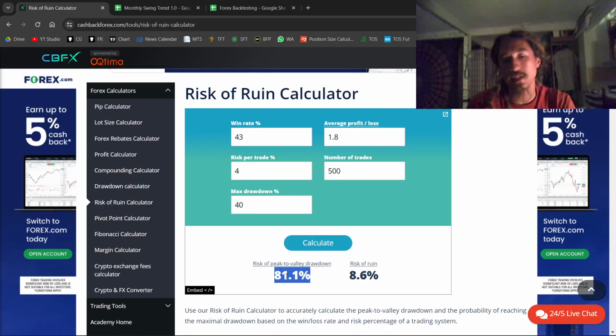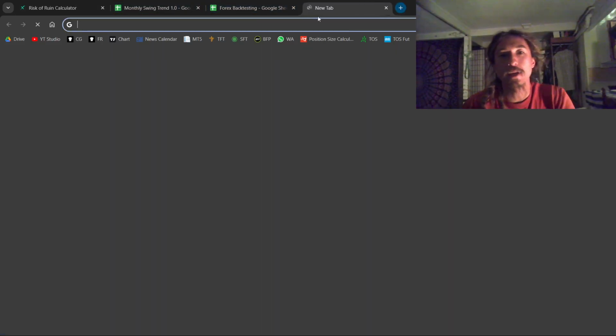Though, let's take a look and see if this would be worth it. So say I'm risking 4% per trade. What is my expectancy? How do you calculate expectancy?